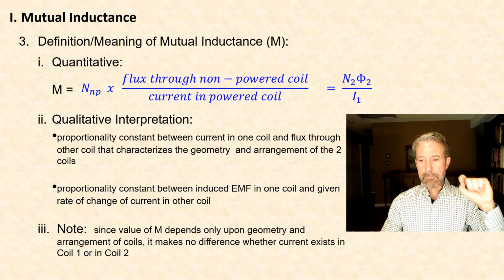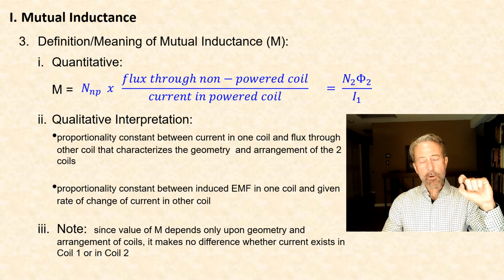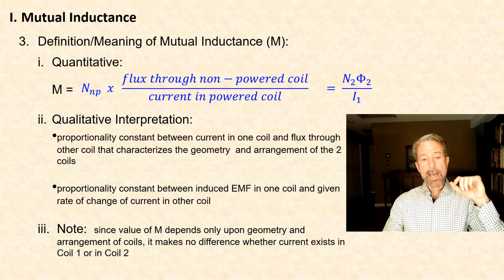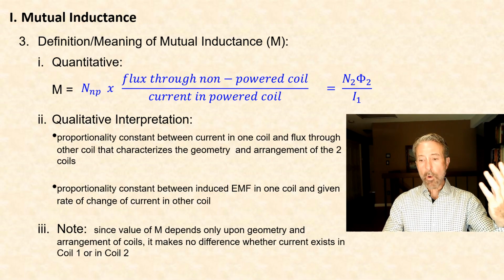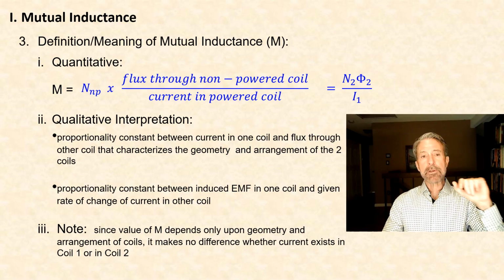I want to note here that since the value of the mutual inductance M depends only upon the geometry and arrangement of the coils, it makes no difference whether the current exists in coil 1 or coil 2. Regardless of which coil is the powered one or the non-powered one, the value of the mutual inductance will be exactly the same.